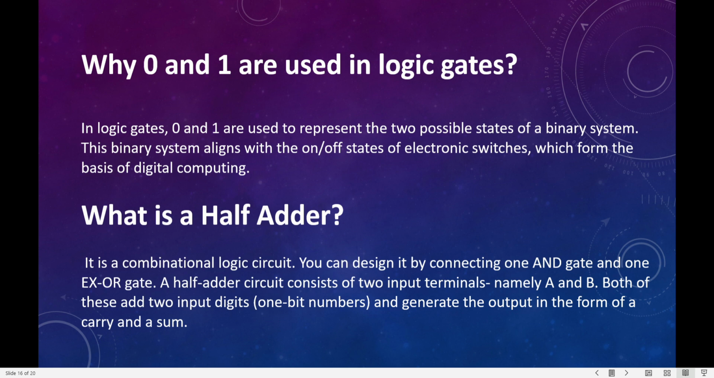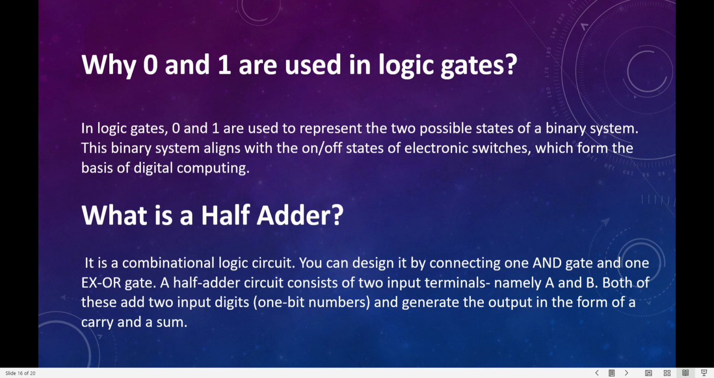Why are 0 and 1 used in logic gates? In logic gates, 0 and 1 are used to represent the two possible states of a binary system. This binary system aligns with the on and off states of electronic switches, from the basics of digital computing.